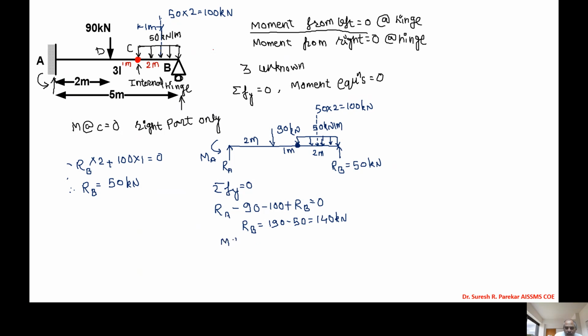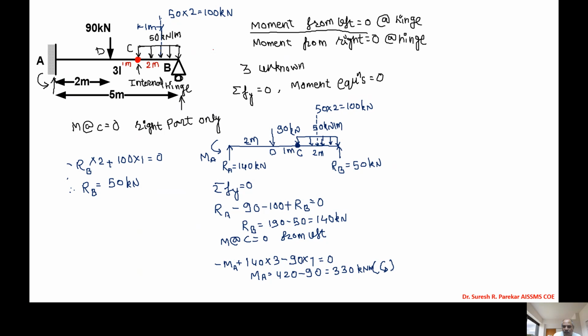Now we will take moment about C, but that is from the left. Then we have minus MA left of C plus, now the value of RA we got as 140 kilonewtons, so I will directly take plus 140 into 3. This is 2 meter, this is 1 meter, so 3. And due to 90 we have minus 90 into 1, and that is equal to 0. We will get the value of MA equal to 140 into 3, 420, minus 90, which is 330 kilonewton meter. We assumed the direction anti-clockwise, so this is 330 anti-clockwise kilonewton meter.